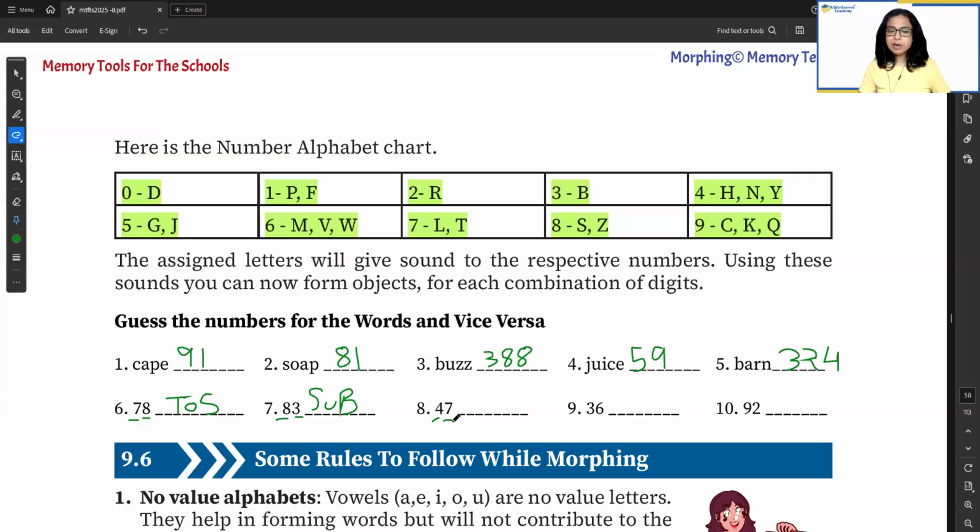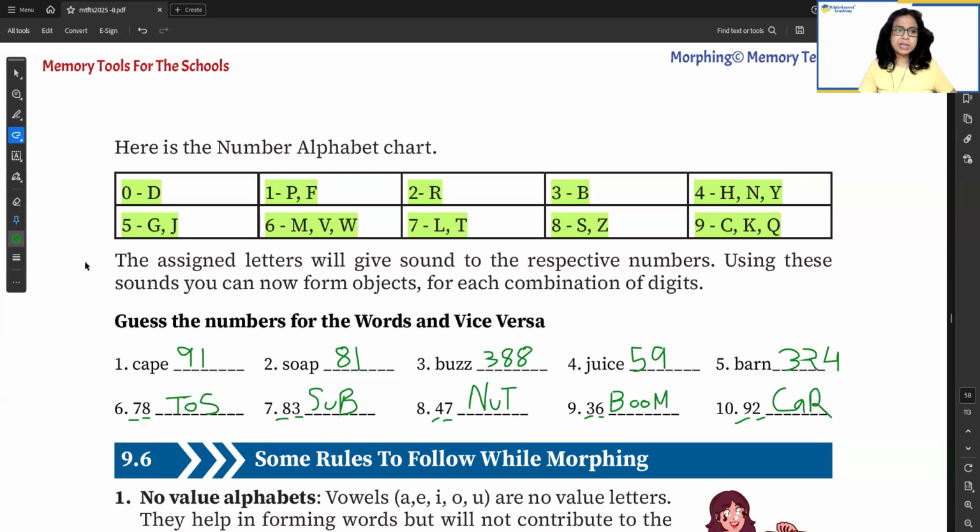4 and 7, N and T. Can I write the object nut? 3 and 6, B and N, B and M, B and V. So I can write boom. K and R, 9 and 2, K and R can be car. So do you see? With the objects, you are able to write numbers. With numbers, you are able to write objects.